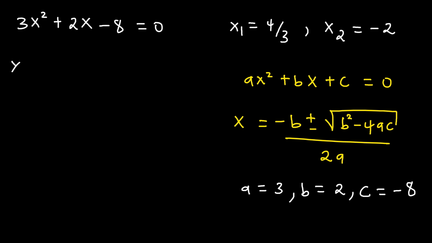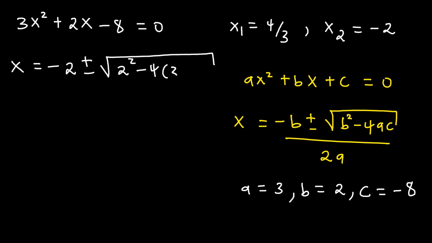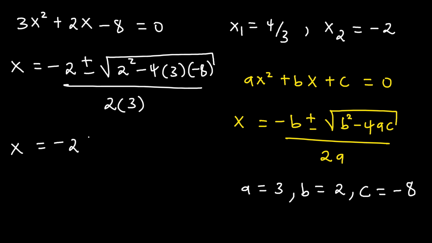So we shall have x equaling to negative b, which is 2, plus or minus the square root of b, which is 2 to the power of 2, minus 4 times a, which is 3, times c, which is negative 8. And this is divided by 2 times a, which is 3. So x will be equal to negative 2 plus or minus the square root.